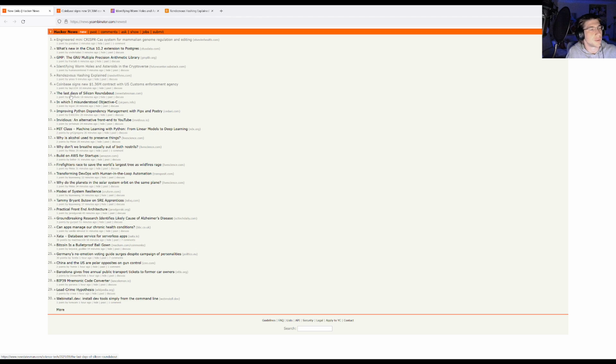Seven, the last day of Silicon Roundabout. Eight, in which I misunderstood Objective-C. Objective-C is a programming language for developing iPhone apps. It came before Swift, the Swift language. Nine, improving Python dependency management with pipx and Poetry. Definitely check out pipx and Poetry if you are working with Python. I don't know them, I'm just relaying the info from the link. Number ten, InVideos, an alternative front end to YouTube. No way.